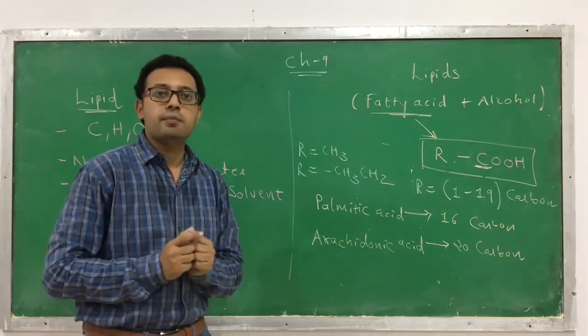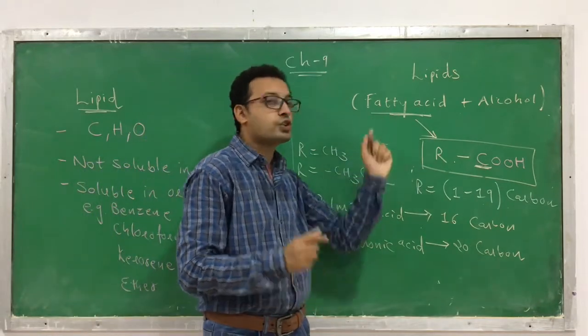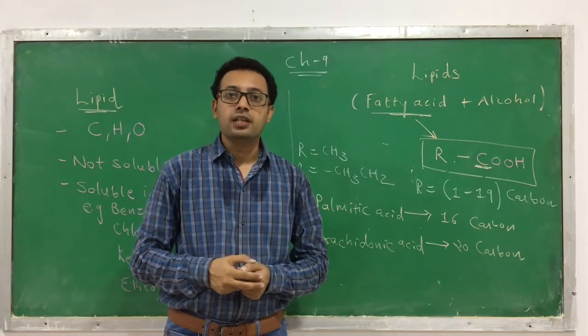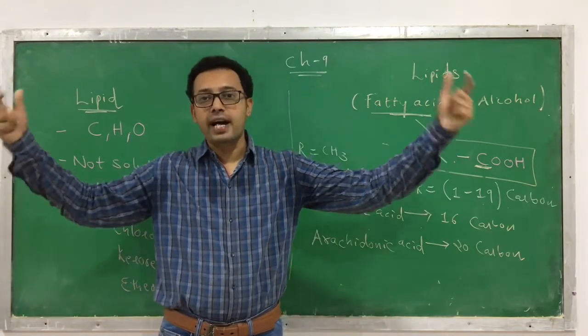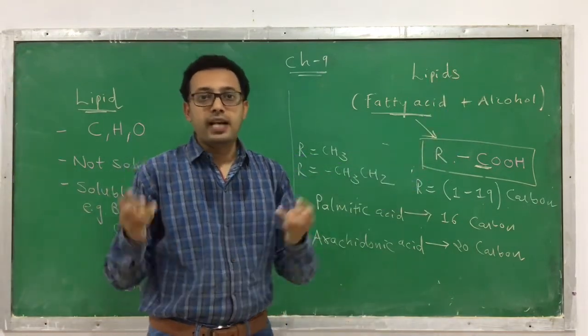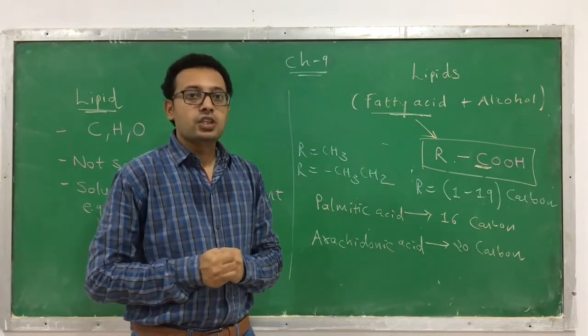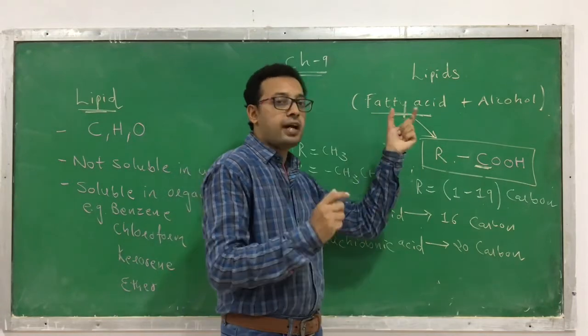Based on the number of carbons, fatty acids can also be classified as long chain and short chain. The long chain has a higher number of carbon atoms, and the short chain has a lower number of carbon atoms. So this is the composition of one part of a lipid.